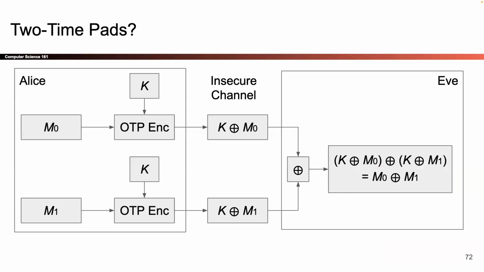Here's one possible thing Eve can do. Eve could take these two ciphertexts and XOR them together. That's a sequence of ones and zeros, and so is that one, so I can perform a bitwise XOR, and I get this expression. Remember our handy little XOR property: something XOR with itself cancels out. And so Eve is able to compute M0 XOR M1. Is that useful? Yeah, it's pretty useful, because now Eve knows whether two corresponding bits of M0 and M1 are the same or different.